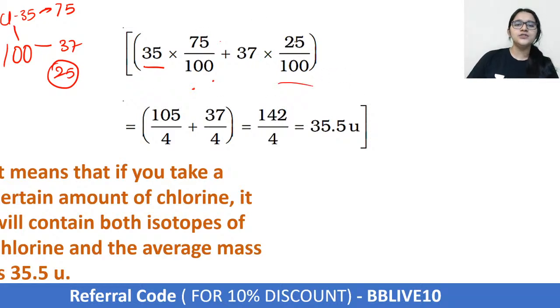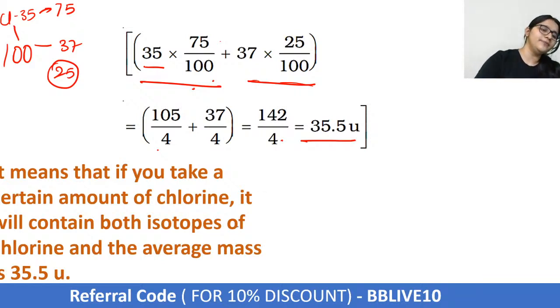Understood? Once you solve this, you get 105 by 4 and 37 by 4. Solving further, you get 142 by 4, which equals 35.5 unified mass. Clear? That is why the atomic mass of chlorine is 35.5. That is how we decide the atomic mass of elements having isotopic forms.